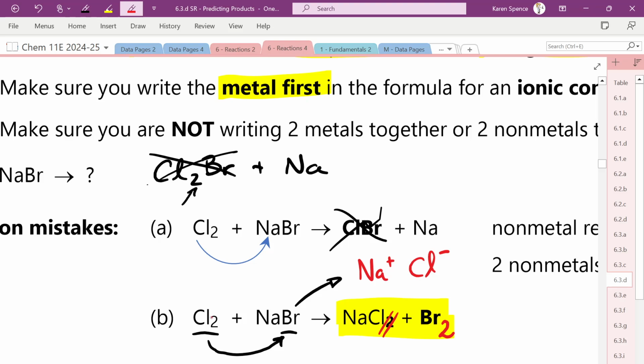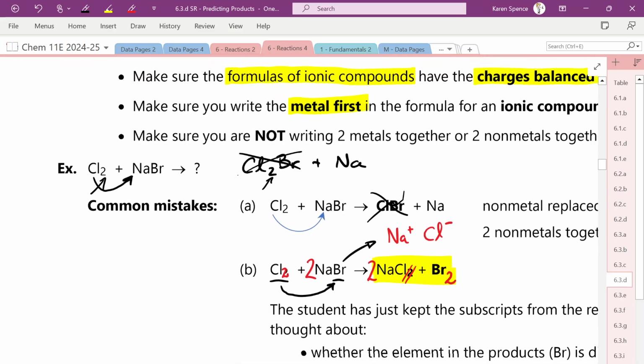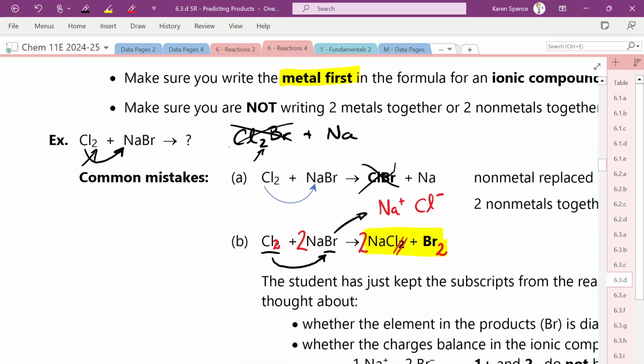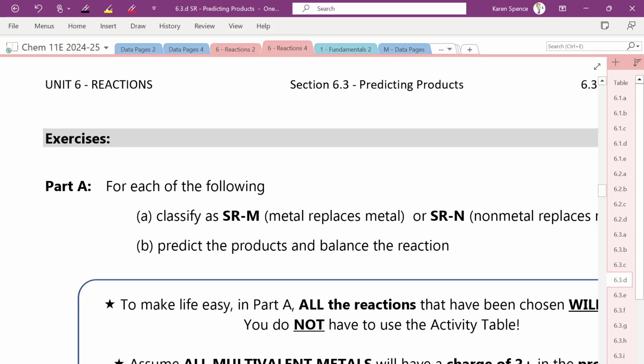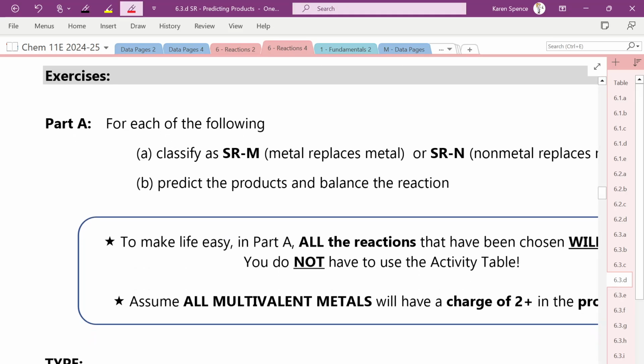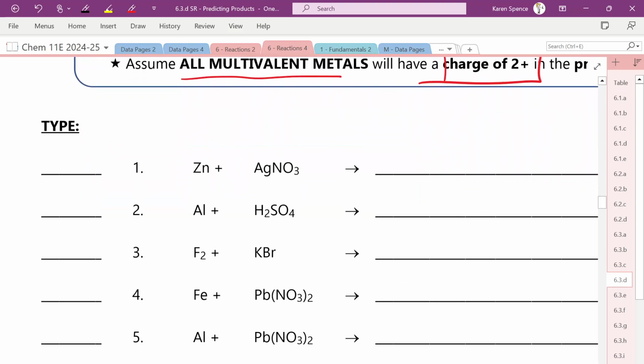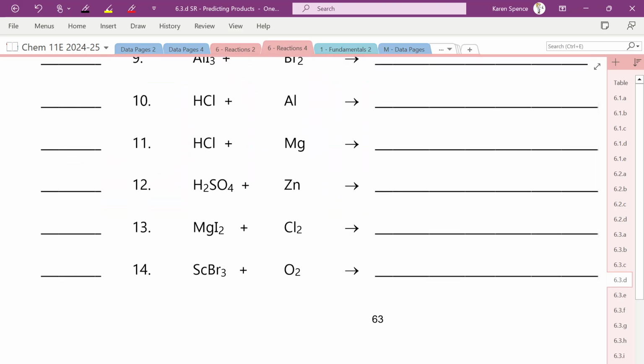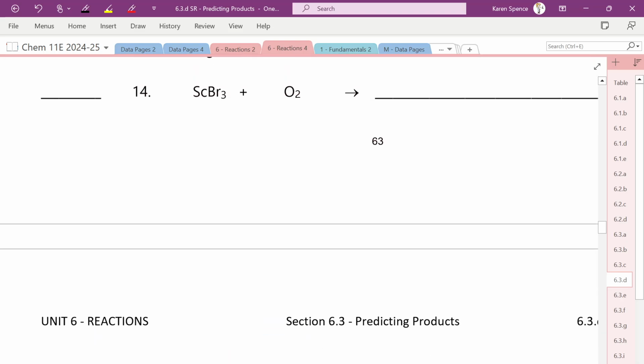And I don't care that there's a 2 over here. We've been learning to balance equations because we will take care of that by balancing, not by just writing random subscripts for no reason. Okay, so 2 of those, and we're done. Is that good? Okay, so this will take you all the way through part A. You're going to assume that all your multivalent metals have a charge of +2. And we're just going to also very quickly take a look at part B. That's on page 64.